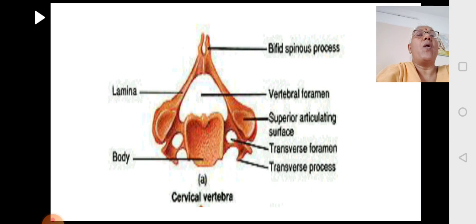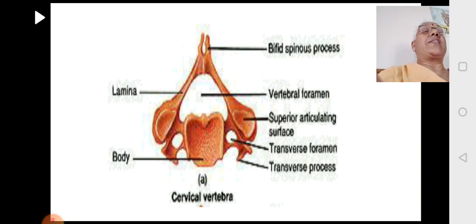You can see the body, which is oblong. Then you can see the neural arch and the vertebral foramen or the spinal canal. You can see the bifid spinous process. You can see the lamina, which connects the spinous process to the transverse process, and you can see the pedicle, which connects the transverse process to the body, and you can see the superior articulating surface, and down below will be the inferior articulating surface.